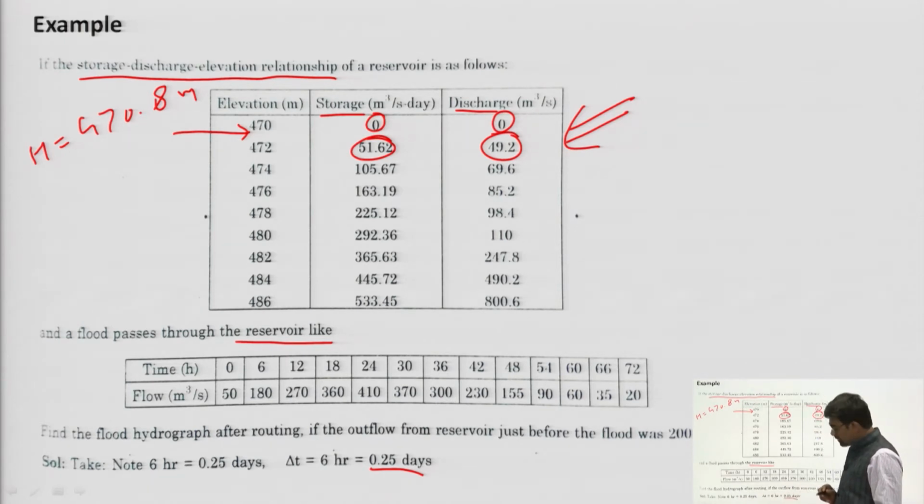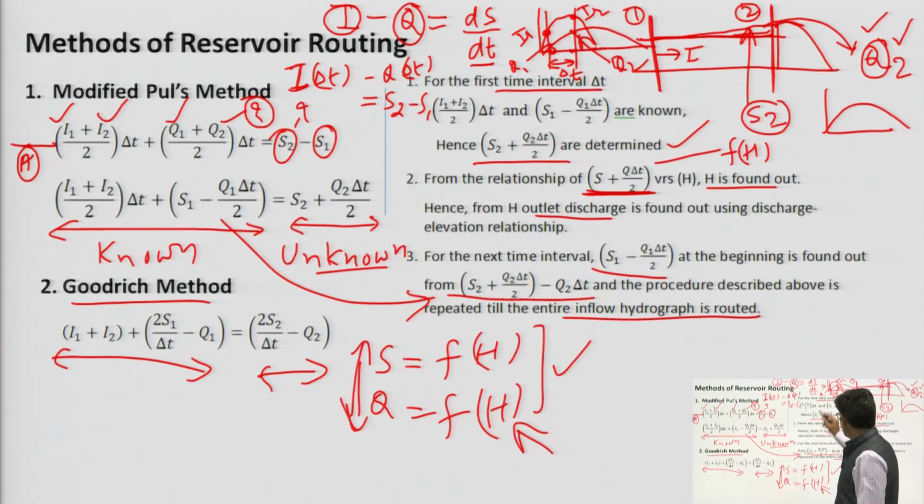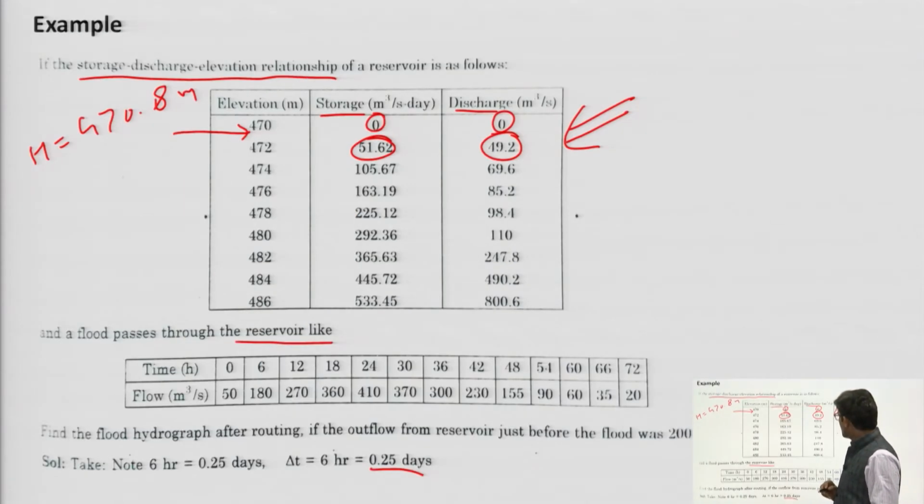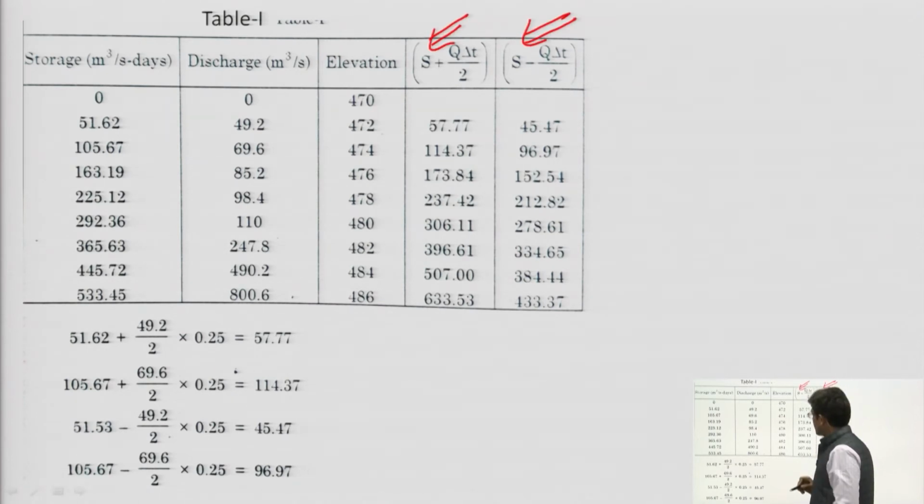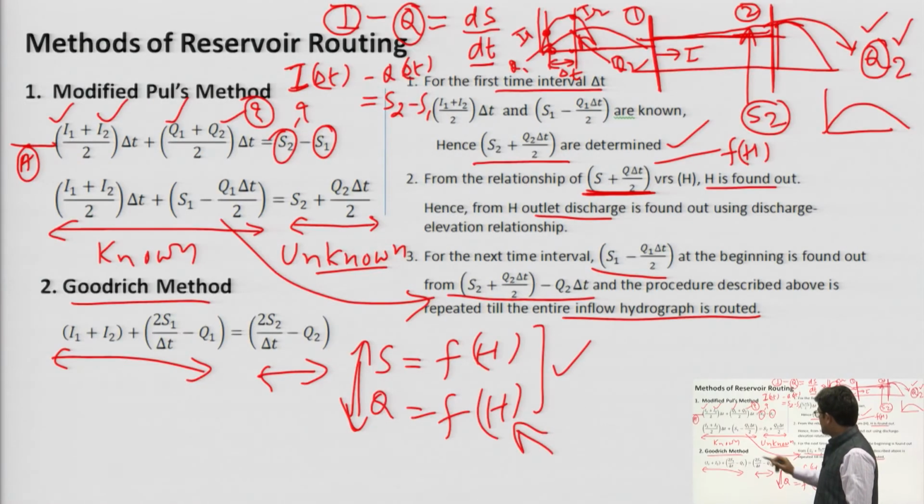So, we will use the same steps which I told you in the previous slide. So, let us make a table. In this table we will calculate this one and this one. As mentioned here, S1 minus Q1 delta T by 2 plus S2 plus this one.